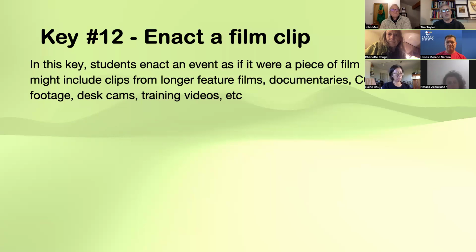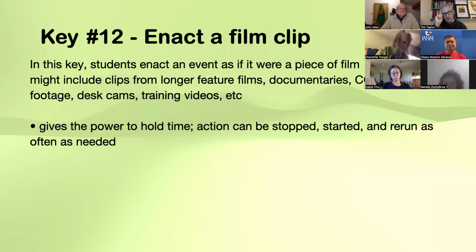Examples include feature films, or just a clip from a feature film, documentaries, CCTV, which is a popular one that can often be quite interesting, and then found footage, desk cams, training videos, all kinds of things. You could just imagine yourselves how many different ways there are of creating a film clip.